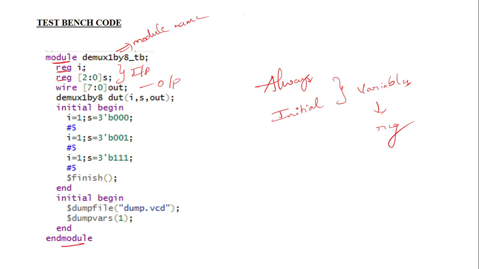So what are the inputs? I and S. You can simply write reg I, reg [2:0] S, and wire [7:0] out.